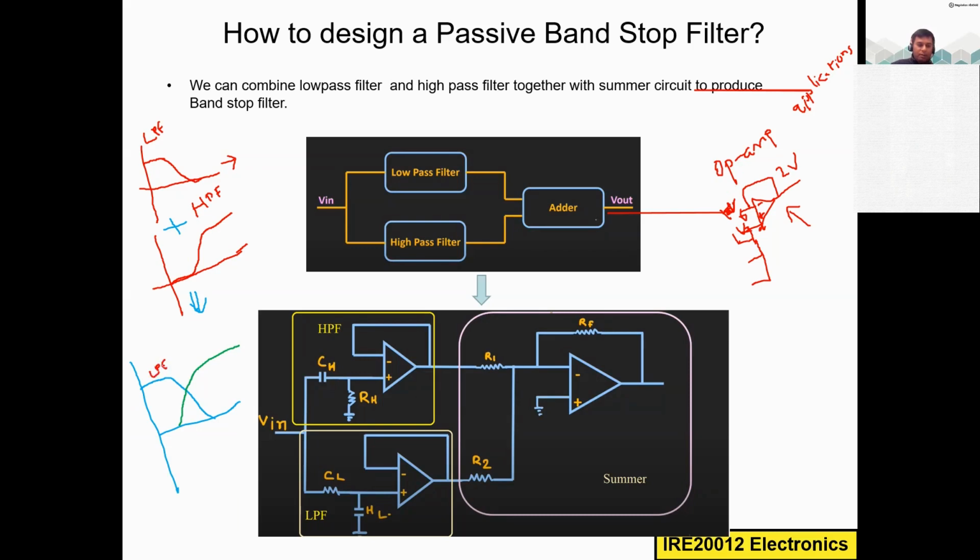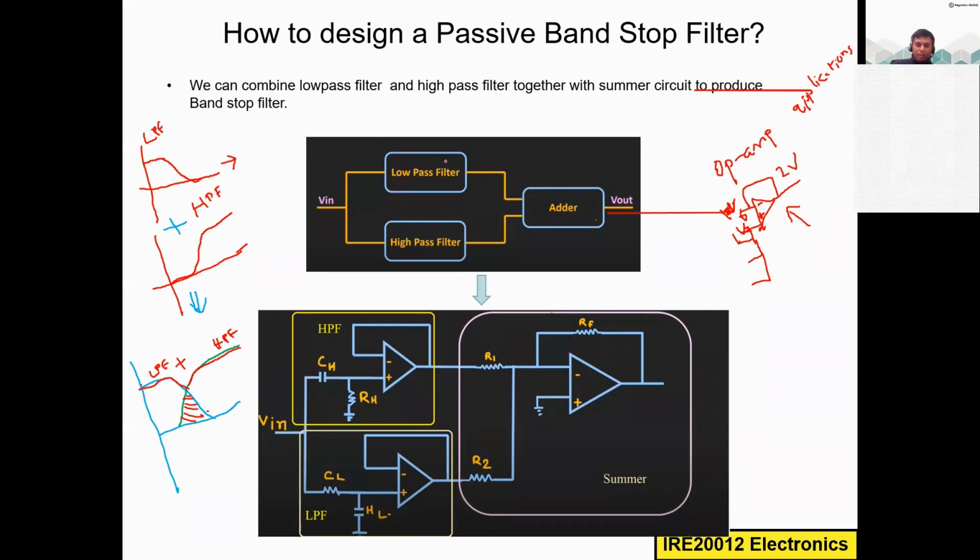This is the low pass filter and this is the high pass filter response, and we are adding them together with the adder. So we get the overlap at the output. This region will be eliminated or stopped, band stop, and we get this at the output. Okay, this is how this band stop filter is working.